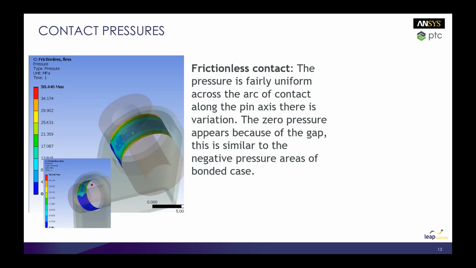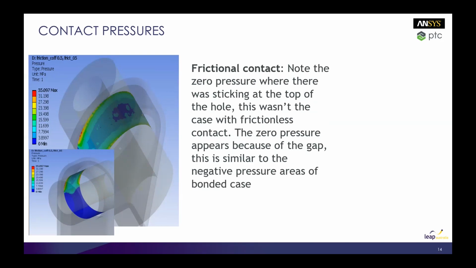So the pressure variation across the top: you can see that it's higher at the sides and lower in the middle because the pin is bending. Okay, with a frictional contact, you can see there's a little patch in the middle where it's actually zero, so the contact is open. Because the pin is bending, it's allowing that part to separate off.